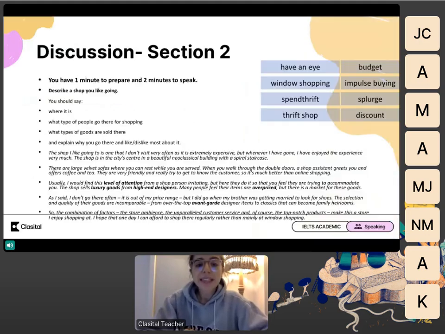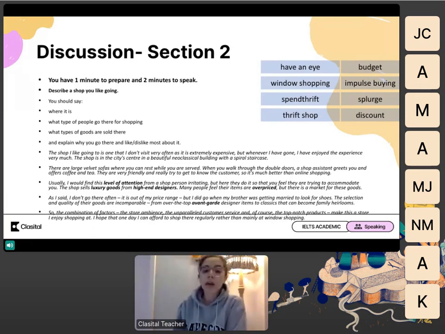Okay. So here comes our discussion section 2. Here you will have 1 minute to prepare and 2 minutes to speak. You can use the vocabulary we just practiced in your speech. In that task, you should describe a shop you like going to. You should say where it is, what type of people go there for shopping, what types of goods are sold there, and explain why you go there and what you like or dislike most about it.